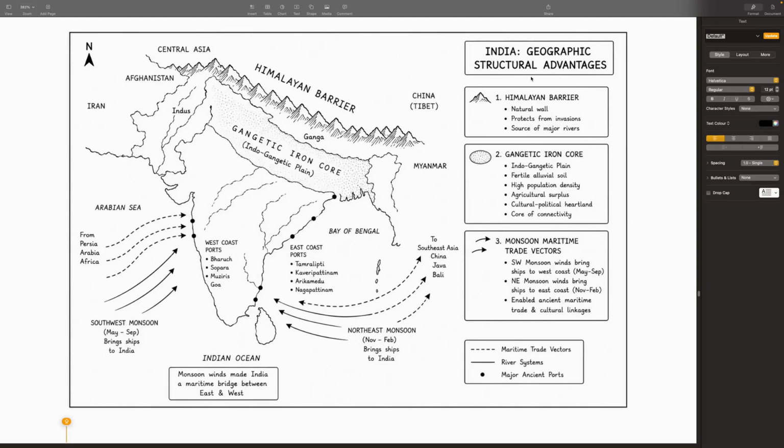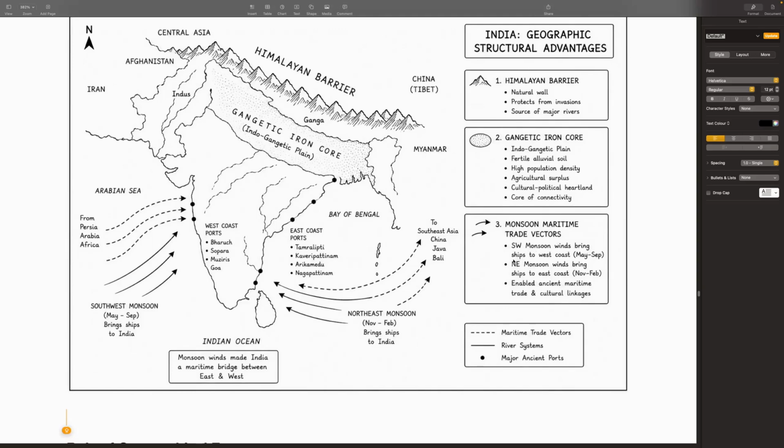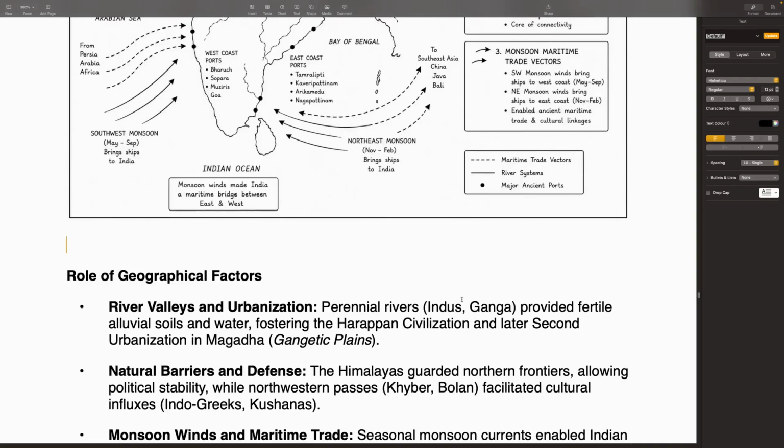The Indian geographic structural advantages. Himalayan barrier: natural wall, protects from invasion, source of major rivers. Gangetic iron core, Indo-Gangetic plain: fertile alluvial soil, we all know that. High population density, this is the reason, because of the high population, agricultural surplus, cultural political heartland, core of connectivity. Monsoon maritime trade winds: southwest monsoon winds, northeast monsoon winds, all of this, right? So you can draw this.